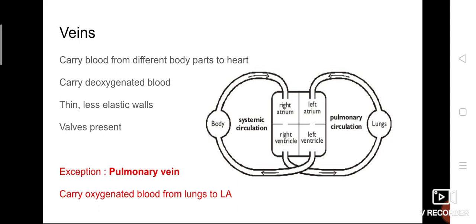Then veins have thin and less elastic walls. Why are they thin? See, arteries have thick walls because of the pressure. But while comparing to arteries, veins have thin walls and they are less elastic, because all the different body parts are going to give blood, so there is no need for that much pressure. And valves are present. In arteries I didn't mention any valves, but here I mention that valves are present.